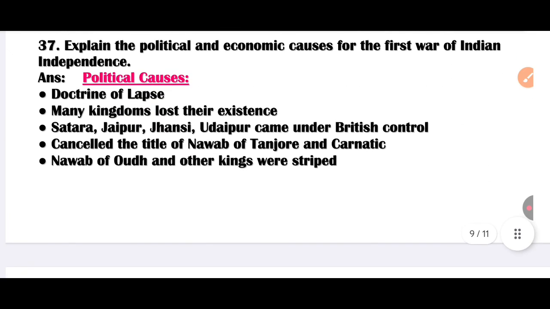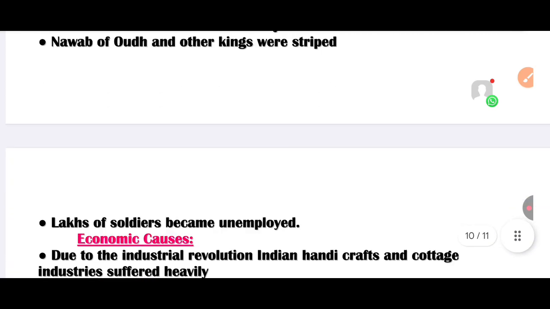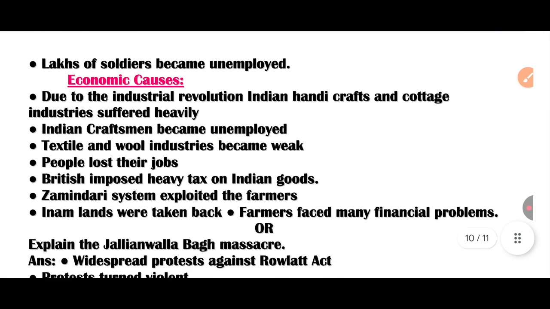Next question. Explain the political and economic causes for the first war of Indian independence. Political causes: doctrine of lapse, many kingdoms lost their existence. Satara, Jaipur, Jhansi, Udaipur came under British control, cancelled the title of Nawab of Tanjore and Carnatic. Nawab of Oudh and other kings were stripped. Lakhs of soldiers became unemployed.